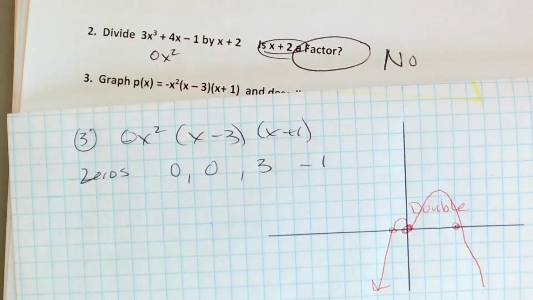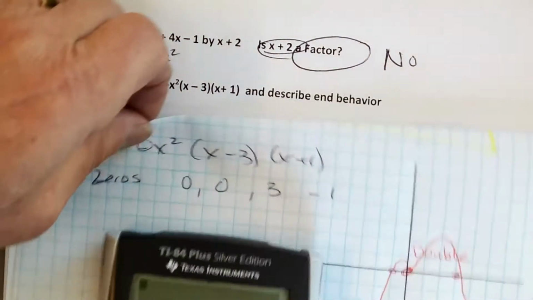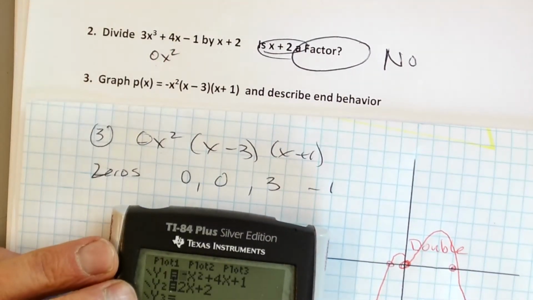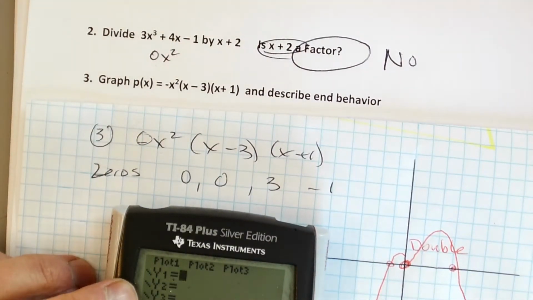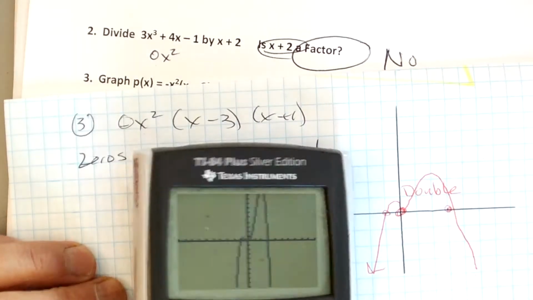Now, if I'm unsure of myself, oh, what the heck, put it on Desmos or your calculator. I can just put it here. And then I can put in my negative x squared times my x minus 3 times my x plus 1. And I can graph it. Okay, there we go. Sure enough, what do you know? I'm so smart. It's exactly what it looks like, okay?